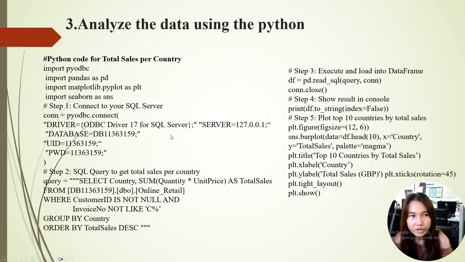And then this session I use for the total by country. Here is my query: select country, sum of quantity times unit price as total from my student ID online retail where the customer ID is not null and invoice number not like C, group by country, order by total descending.